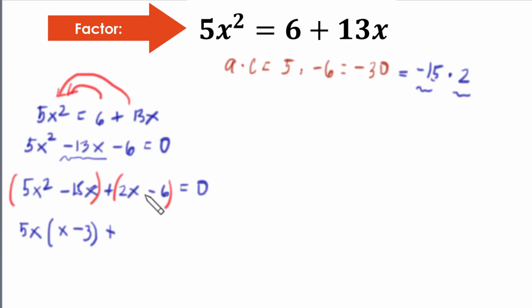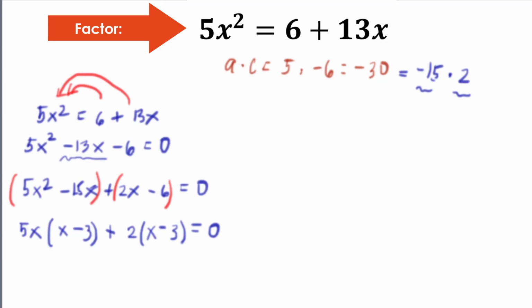Plus, just copy the operation. Same thing with this, we need to factor out the common monomial. So the common factor here is 2. So just write 2. Then 2x divided by 2, that is x. Negative 6 divided by 2, that is negative 3. That is equals to 0.